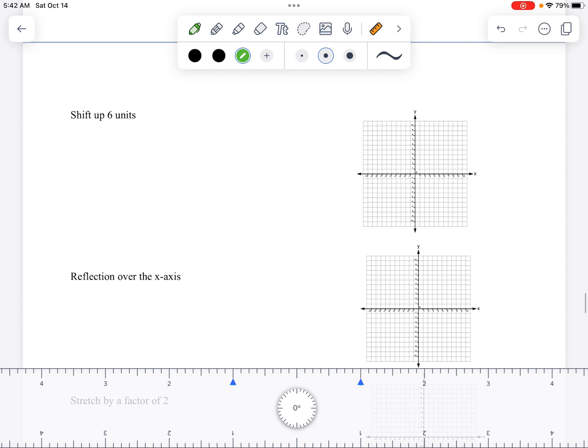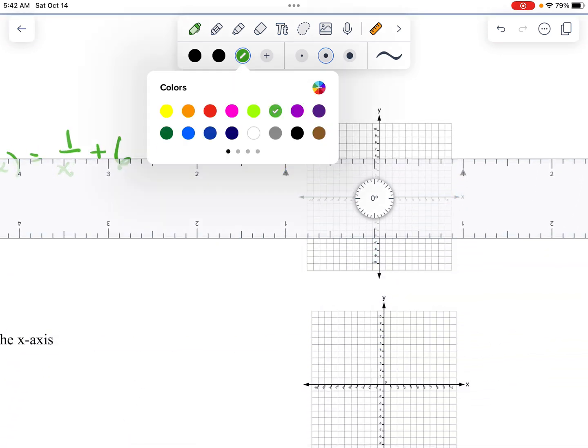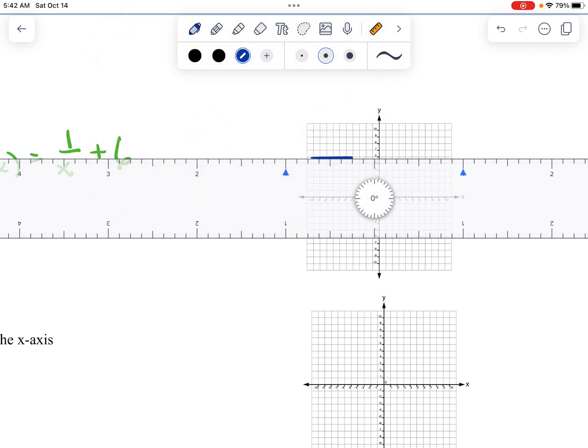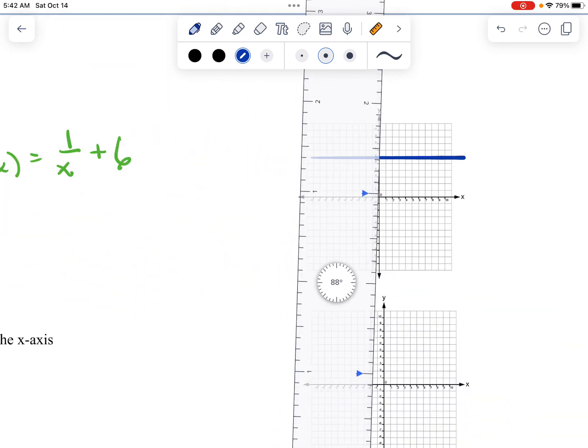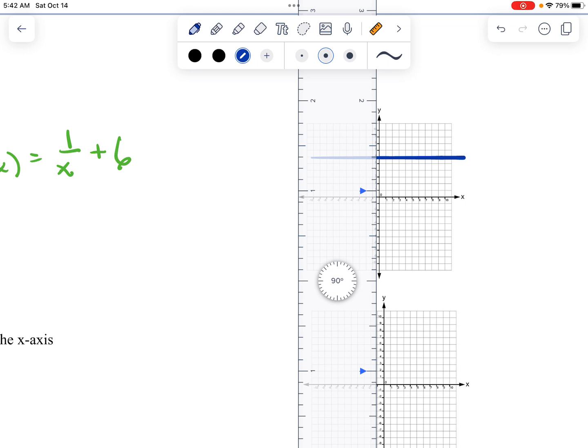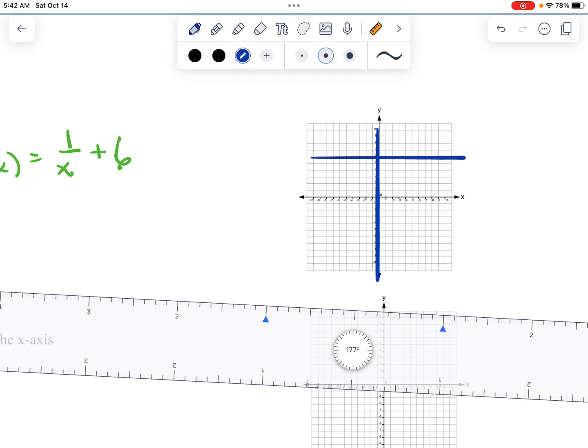How about a shift up 6 units from the original graph? So I am going to take my original parent function, and when we shift up 6 units, we add 6 independent of the x. So in this case, I want to shift my asymptotes first. And now, since we don't have a shrink or stretch, the same proportions hold.